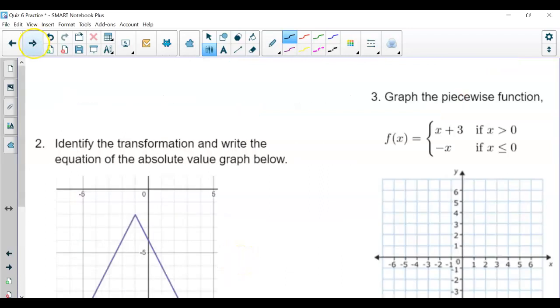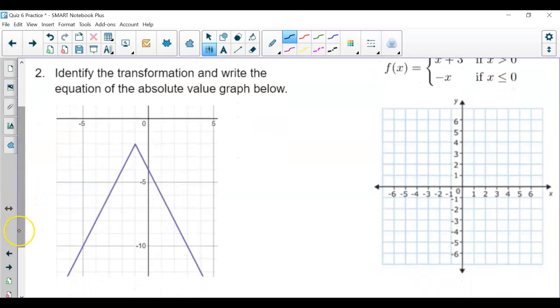So now question number 2. We're identifying the transformations and how we could write this equation for the absolute value. Well, one thing I noticed is that it's flipped, right? Upside down. So if there's a reflection, then to show the reflection over the x-axis, we need that negative on the outside of our absolute value.